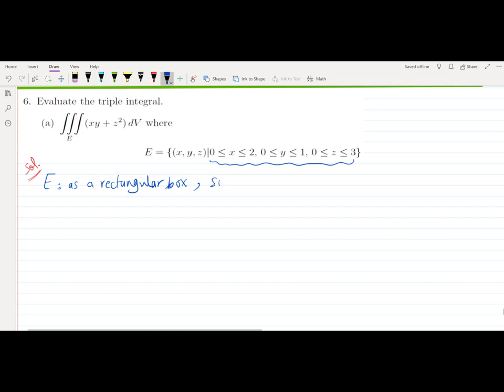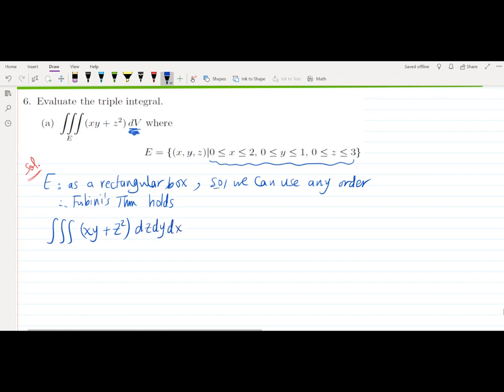So we can use any order of integration. dV can be expanded using any one of the six orders, which is Fubini's theorem. Then Fubini's theorem holds, and for one of the examples we will use the expansion of dV as xy plus z squared, dz, dy, dx, or any other option for the dV can be used here, since Fubini's theorem holds.